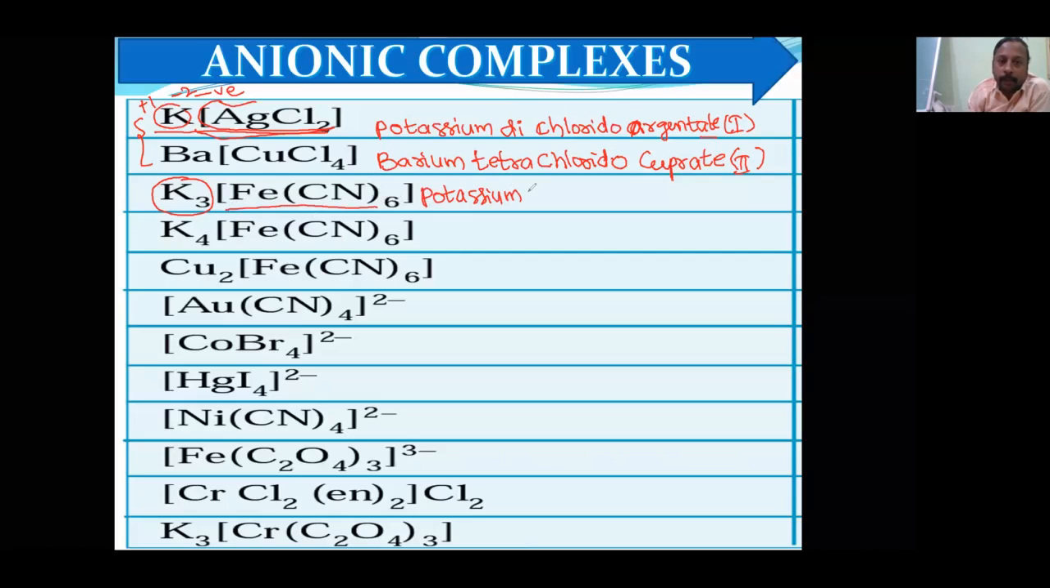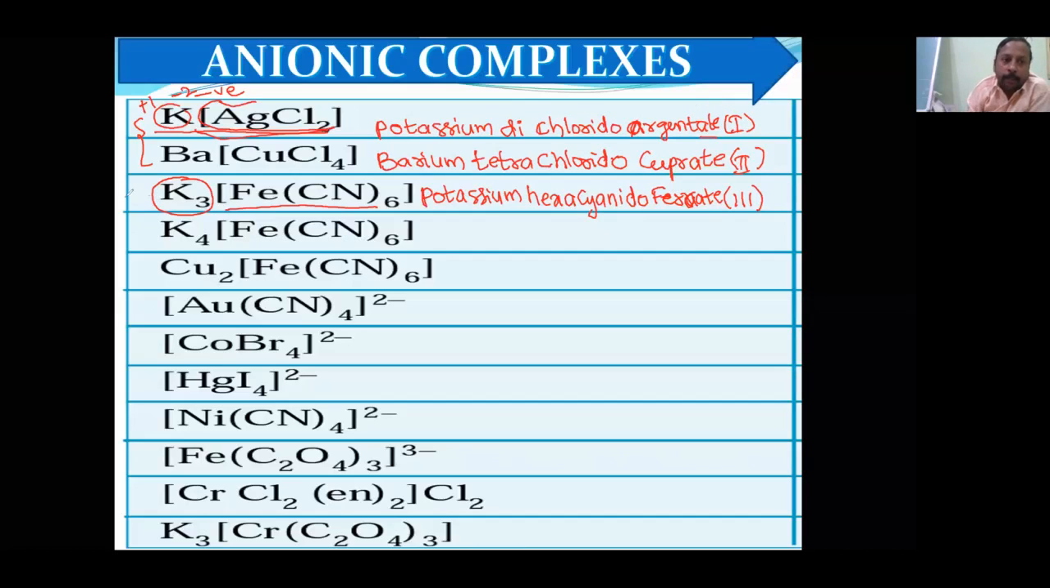Six ligands are there, hexa, cyanido. Hexacyanido. Then iron is there. Iron's Roman name is ferrate, and the oxidation number in Roman numerals. Oxidation number is 3. So this is the name of this compound, potassium hexacyanido ferrate(III). Now you can try the next question and let me explain the answer.